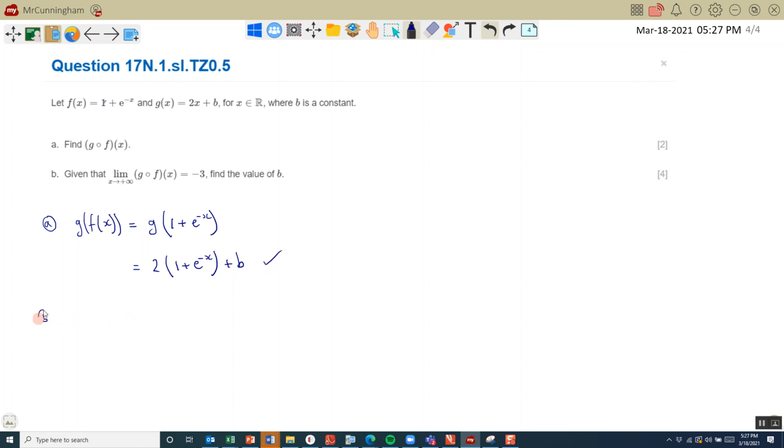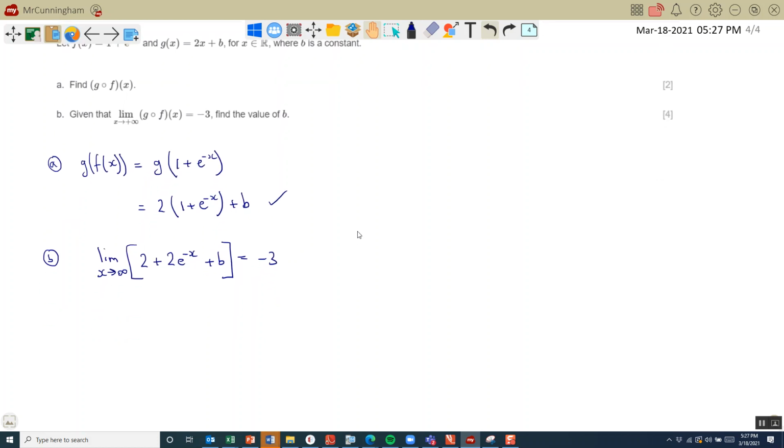For part B, it doesn't look very nice, but as long as you remember what these things mean, we want the limit as x goes to positive infinity of g of f of x, which is what we have just worked out. So what I'll do is I'll just expand this bracket. And I'm told that the limit of all of this is equal to negative 3, and I have to find out what the value of b is.